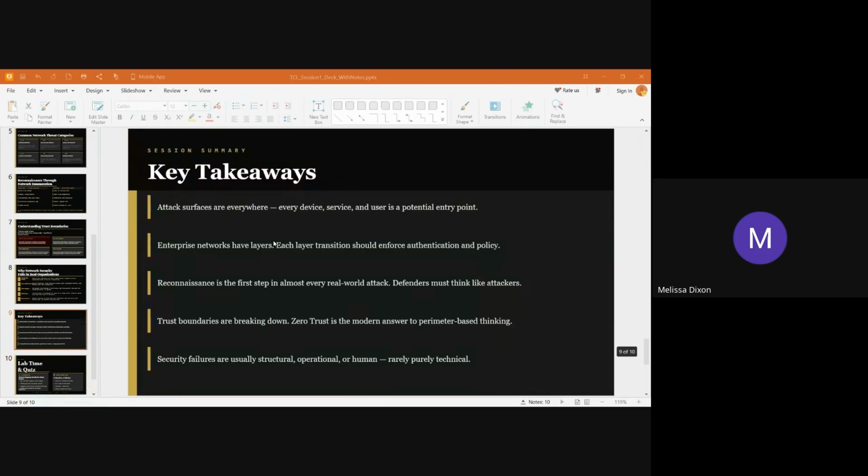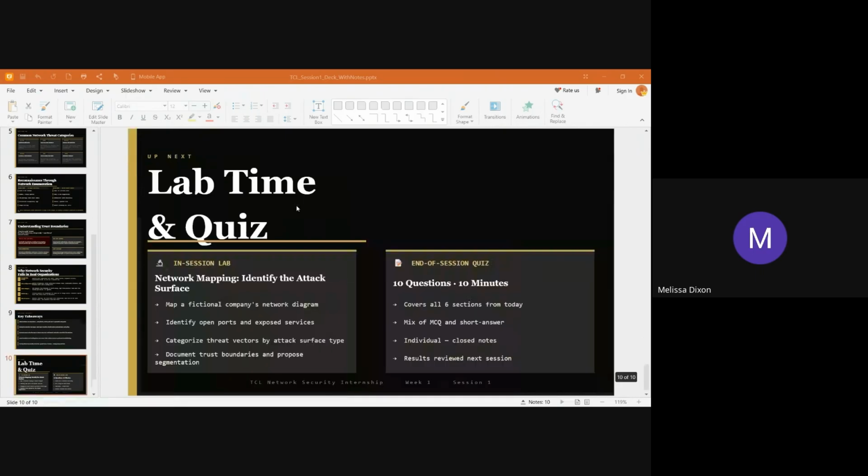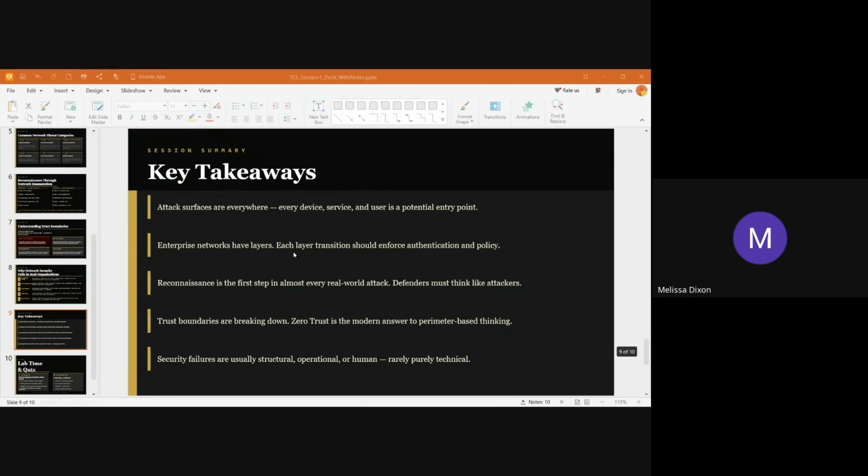So some key takeaways are: attack surfaces are everywhere. Every device, service, and user is a potential entry point. Enterprise networks have layers. Each layer transition should enforce authentication and policy, for sure. Reconnaissance is the first step in almost every real world attack. Defenders must think like attackers. An attacker mindset is the key in this. Trust boundaries are breaking down. Zero trust is the modern answer to perimeter-based thinking, as it should be. I think you can't really trust anybody. Security failures are usually structural, operational, or human, rarely purely technical, and that makes sense, I think.